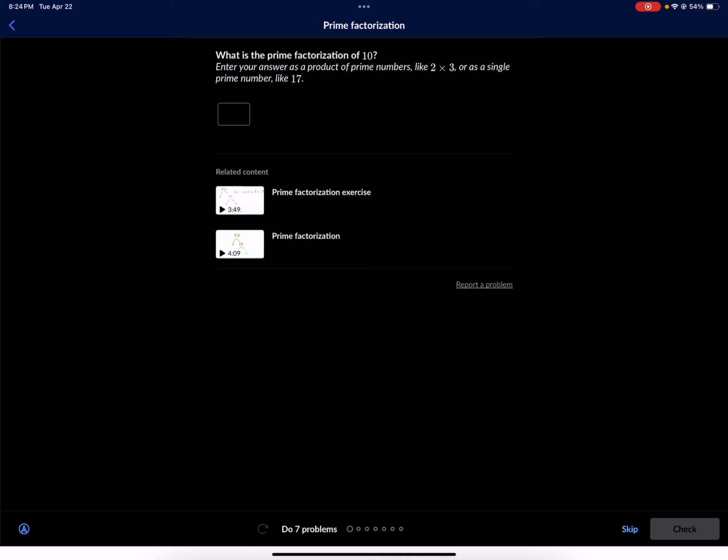This is the last thing, prime factorization. So enter your answer as a product of prime numbers, like 2 times 3, or as a single prime number, like 17.